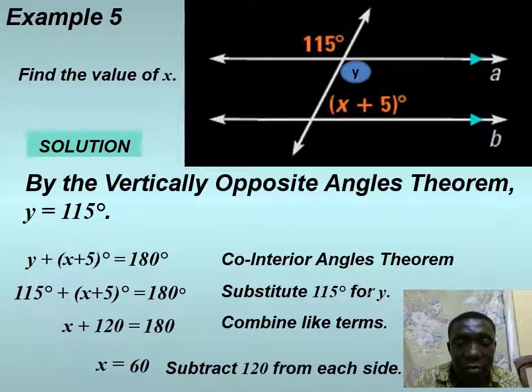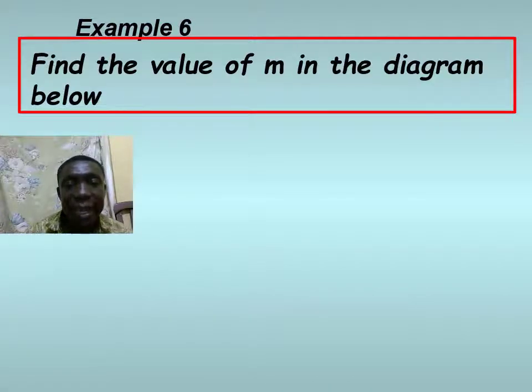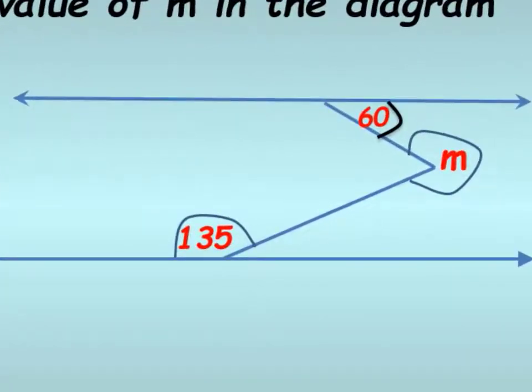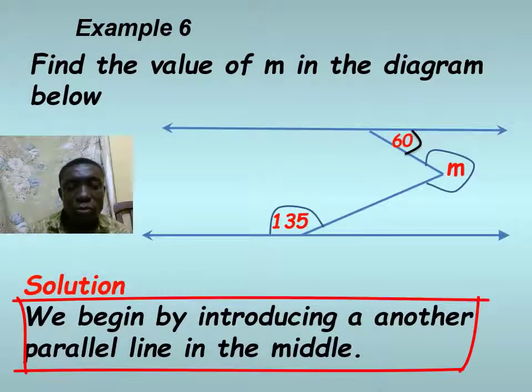Well done. So now example 6. Find the value of the letter m in the diagram below. Let's look at our diagram, very well illustrated below. What is the first step? Our first step is to introduce a parallel line in the middle. We begin by introducing another parallel line directly in the middle through the point of intersection.